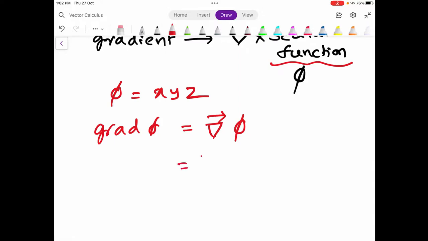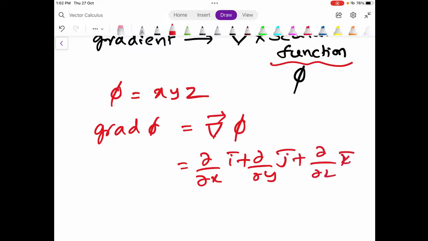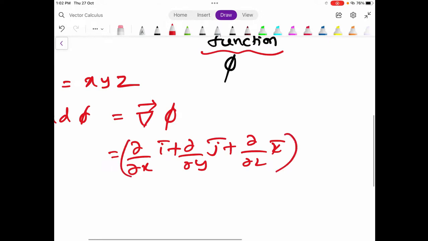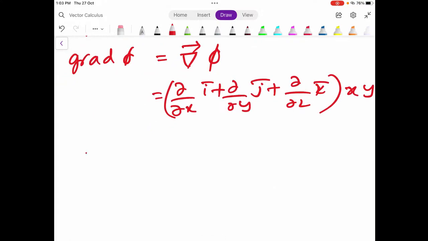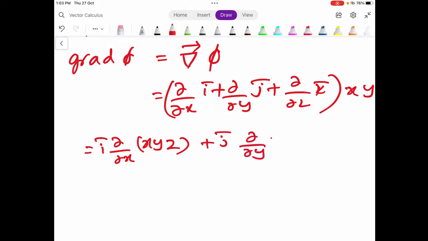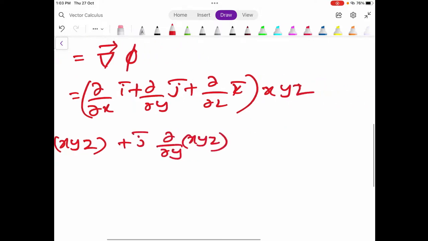Del with phi means dou by dou x of i bar plus dou by dou y of j bar plus dou by dou z of k bar, into phi, which is xyz. Now I multiply. I bar into dou by dou x of xyz, plus j bar into dou by dou y of xyz, plus k bar into dou by dou z of xyz.